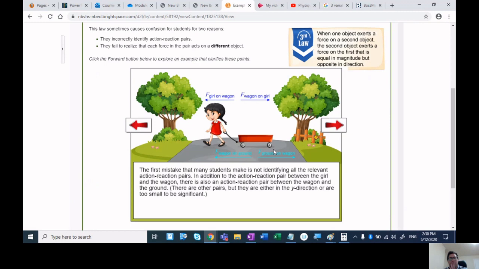Yeah, there's friction from the girl's shoes, friction from the wheels of the wagon, pulling back. She's pulling up. Actually, the friction is pulling her back, and the wagon should be pulling that way.